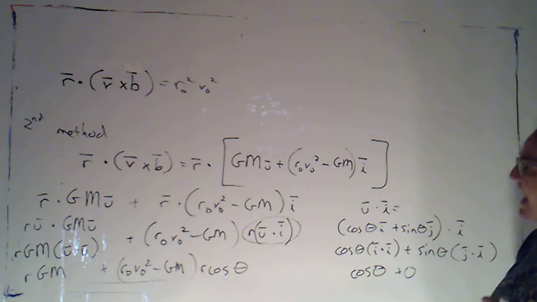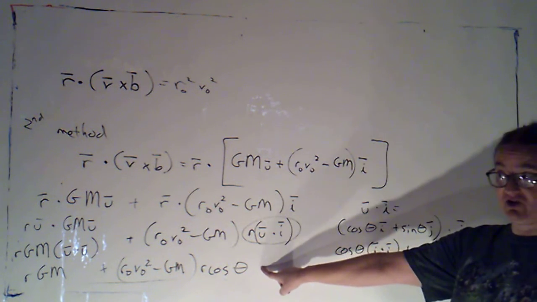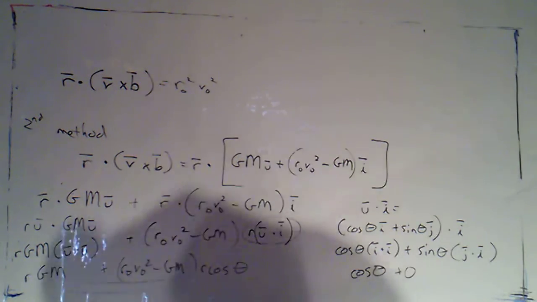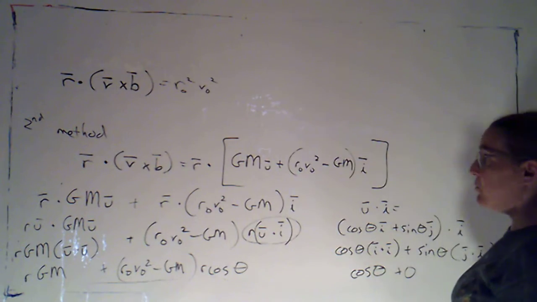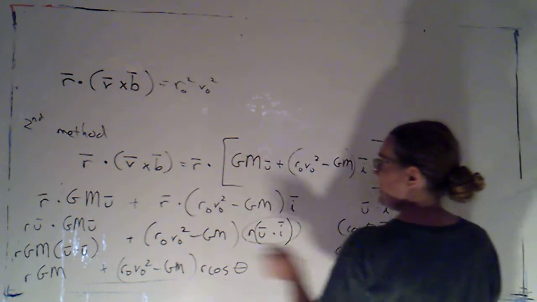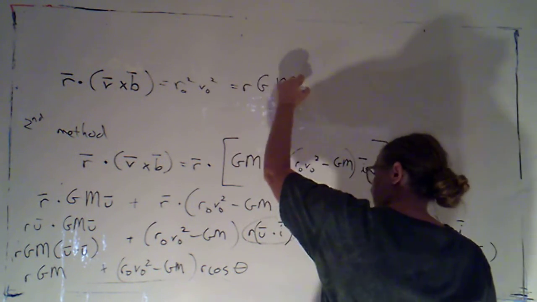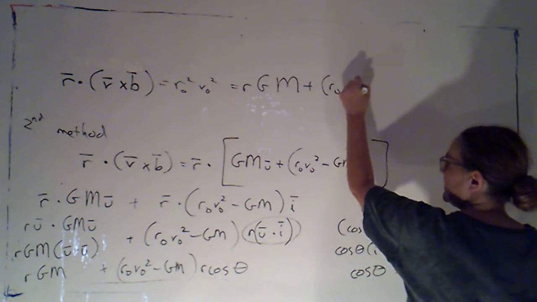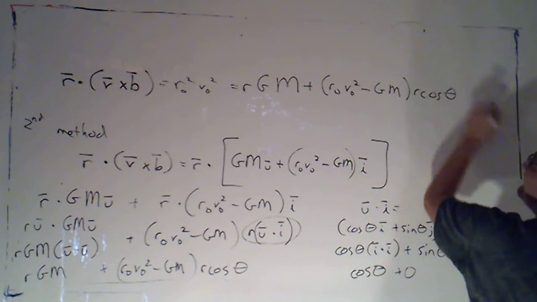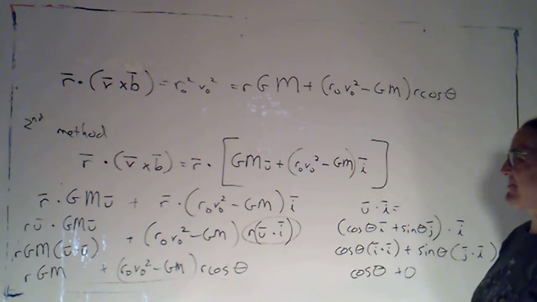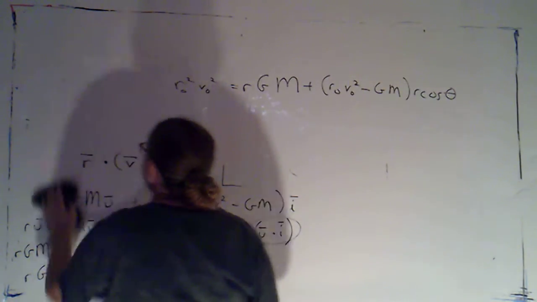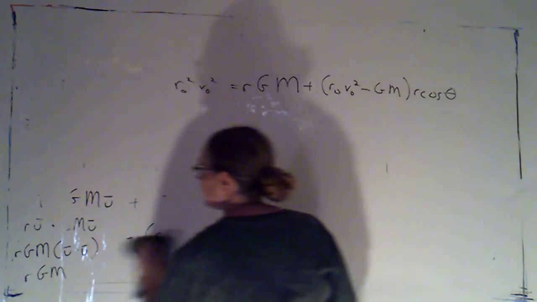Excellent. So that's our second characterization of this lovely scalar triple product, R dotted with V cross B. So if I set them equal to each other, R naught squared V naught squared was what I got the first time. RGM plus (R naught V naught squared minus GM) times R cosine theta is what I got the second time I calculated it. Now I don't really care anymore that it's equal to that scalar triple product. I just care that these two things are equal.